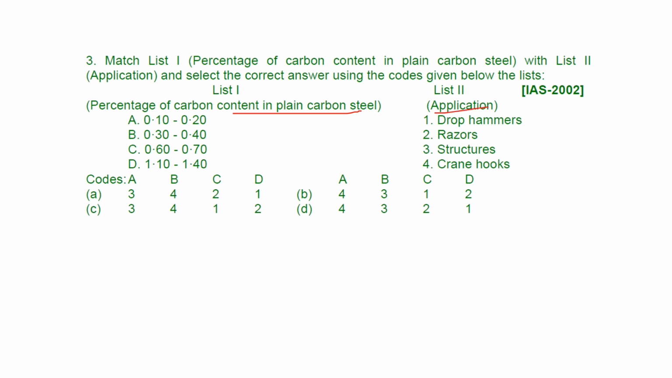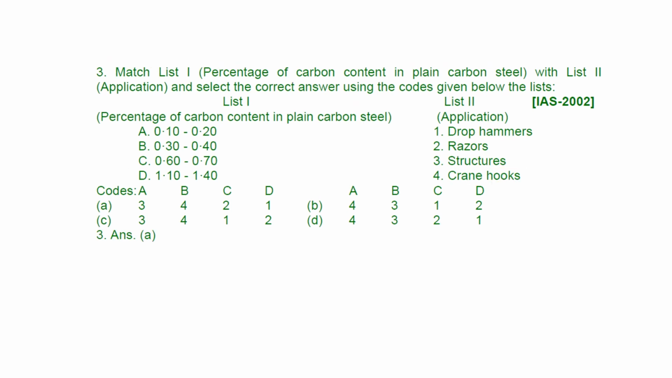Next, again a match the list kind of question: percentage of carbon content in plain carbon steel and application. 0.1 to 0.2, 0.3 to 0.4, 0.6 to 0.7, 1.1 to 1.4; drop hammer, razors, structures, crane hooks. This question came in IES 2002. Let's see. 0.1 to 0.2 is for structures. 0.3 to 0.4 is for crane hooks. 0.6 to 0.7 is for razors, and 1.1 to 1.4 is for drop hammer. So its answer is A.